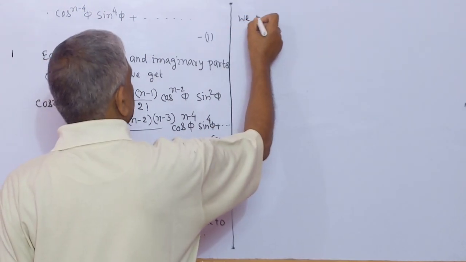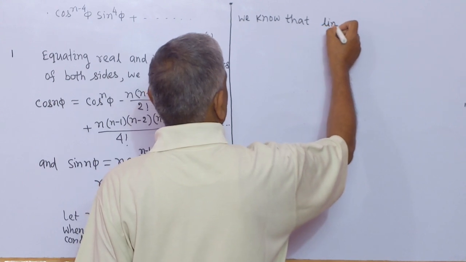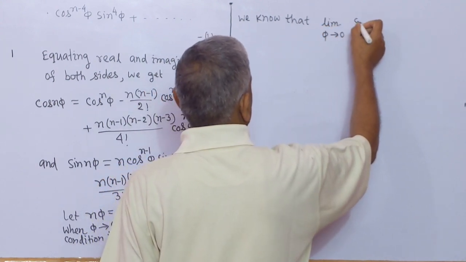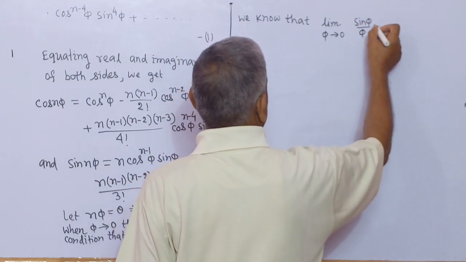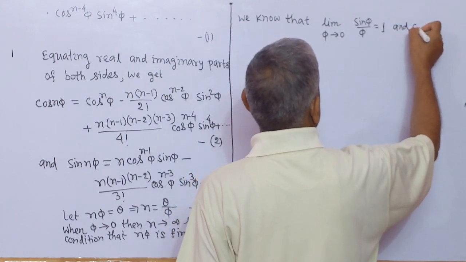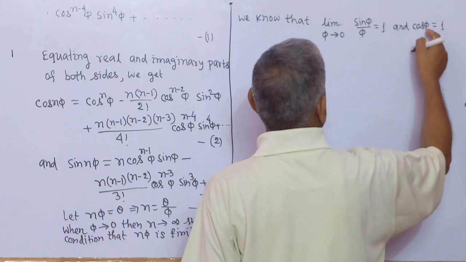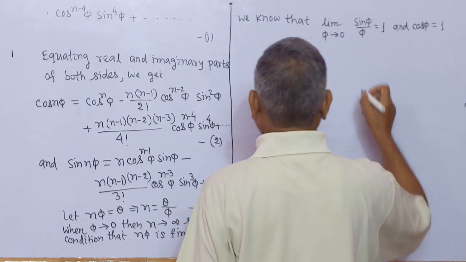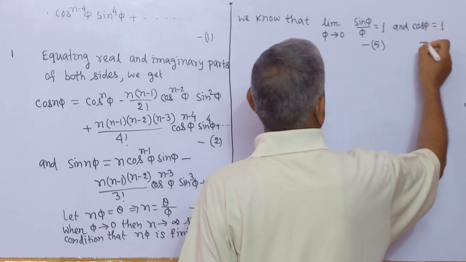We know that limit phi tends to 0, sin phi by phi equals 1, and when phi tends to 0, then cos phi equals 1. This is number 5. This is number 6.